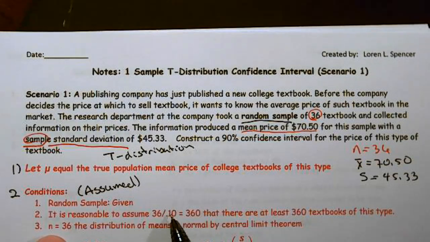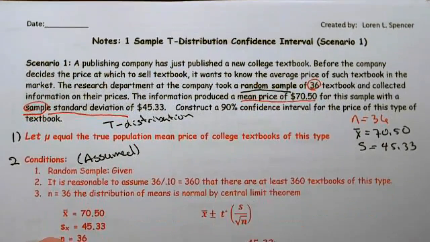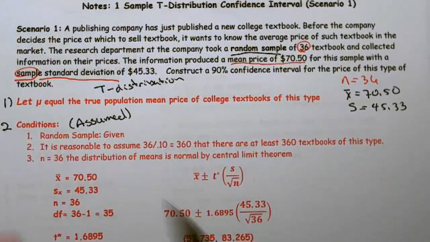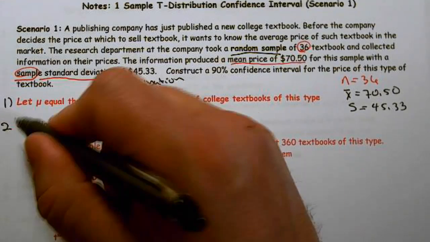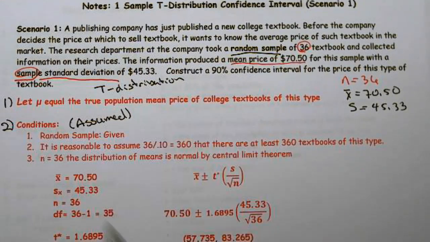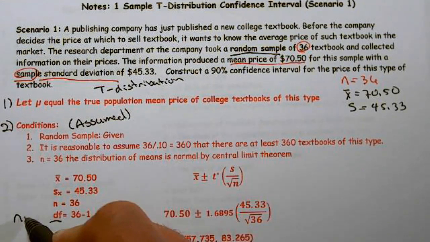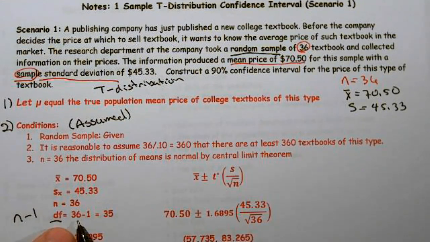We have 36 books divided by 0.1, 360. So that means there's at least 360 in the population, so the sample is less than 10%. And they didn't tell me the shape of the population, but n is greater than 30, so it's normal by the central limit theorem. Again, for number 2, you can just write assumed. Here's my list of my data: 70.5, 45.33, n is 36, and I need my degrees of freedom. Remember, your degrees of freedom is just your sample size minus 1. So my sample size is 36, and 36 minus 1 is 35.